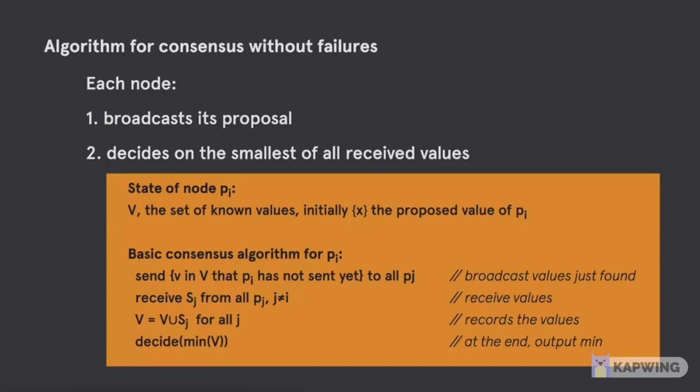Let's look at the solution through the pseudocode. This pseudocode indicates the algorithm that each process Pi runs. The process starts with a set of values denoted by capital V that initially contains its own proposal, say x. The algorithm executes by sending the values V that have not been sent yet to all the other processes. After receiving the values sent by all other processes, it stores all these values in the set of values V. It then decides the minimum value in this set of values.